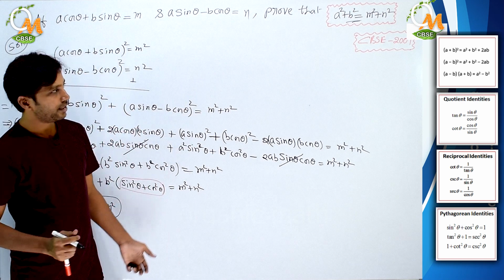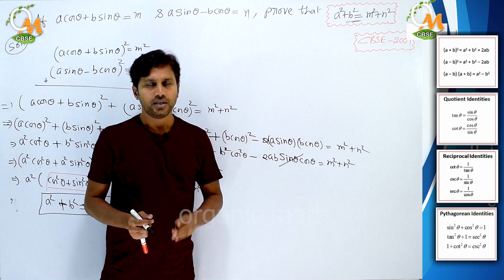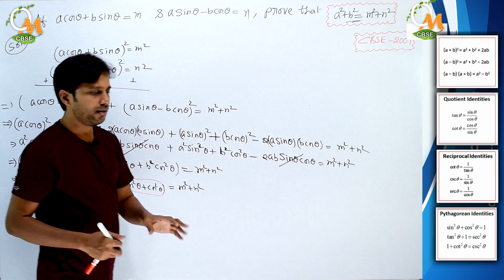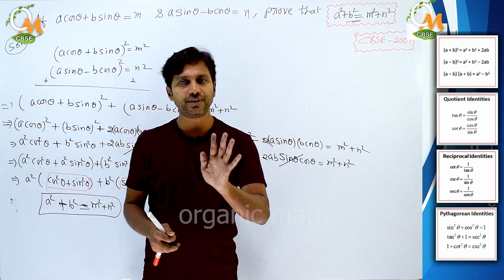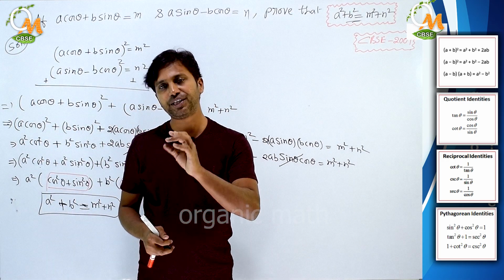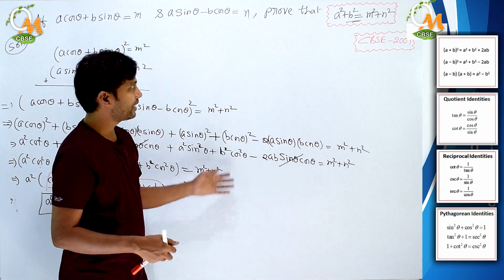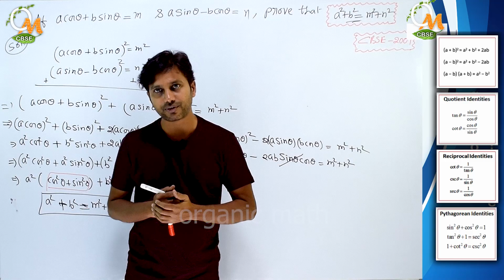Understood? And of course this is also a previous question. Let me tell you one more thing: what are the key points to solve this? Simple, nothing. We need to square the given two conditions and add them. They'll be simplified and we'll get a square plus b square equal to m square plus n square. Like this we have to do.